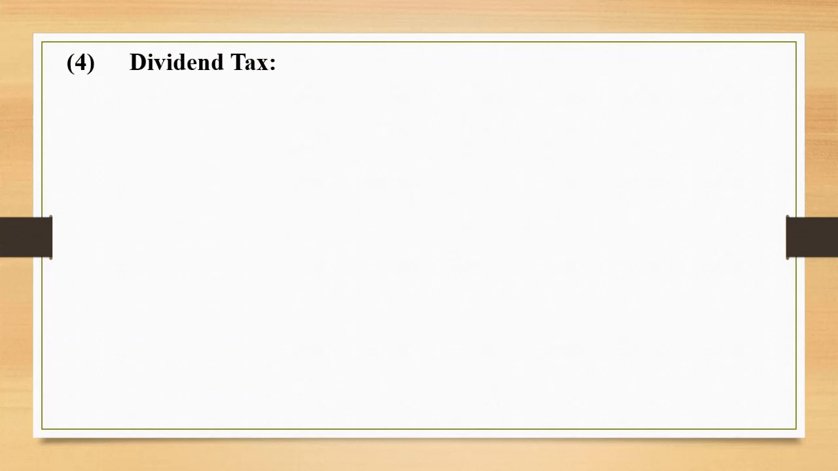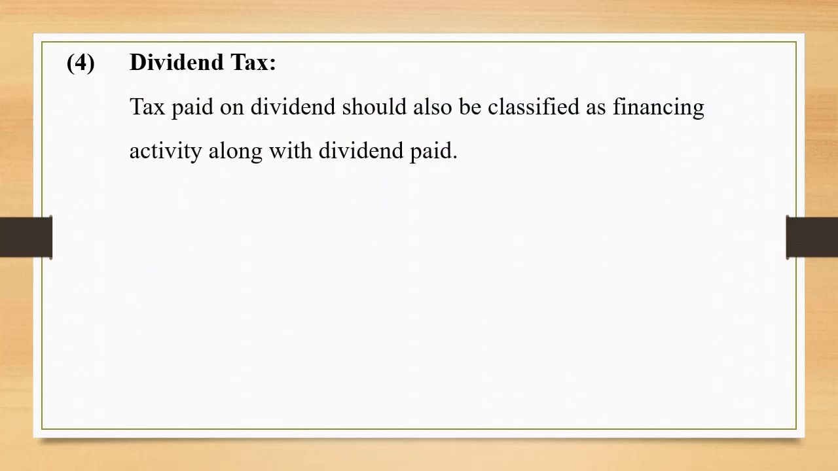Dividend tax. Now we all know that dividend that is paid by the company is a part of financing activity, because the company issues shares, the company earns some profits and that profit is divided amongst its shareholders, so that is dividend paid. Dividend paid is a tax-free income from the investor's point of view. So basically the tax is paid by the company on that dividend. Let us see how it is dealt with in the cash flow statement. Tax paid on dividend should also be classified as financing activity along with dividend paid, right?